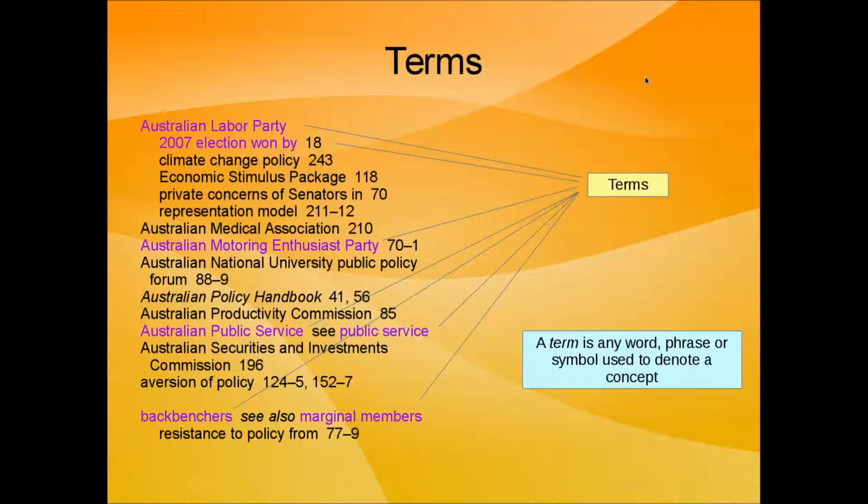The fundamental element of an index is a term, and a term is any word or phrase or symbol in an index which is used to denote a concept. So basically everything you can see here within the index with the exception of the locators or page numbers there.